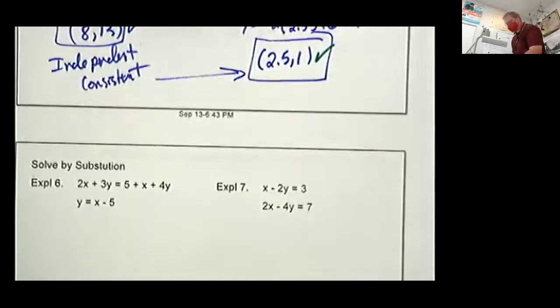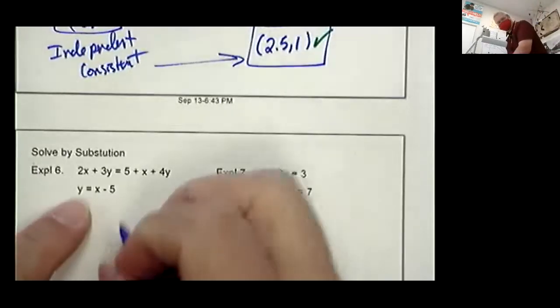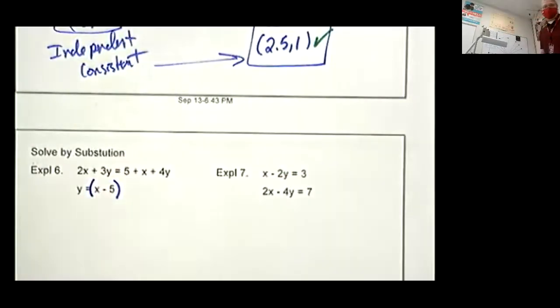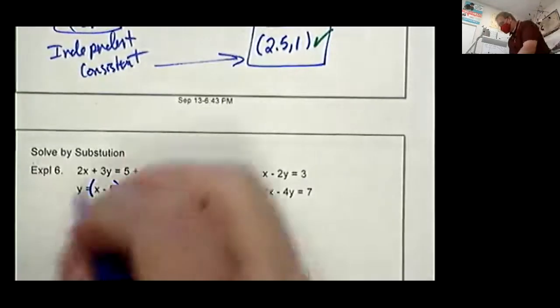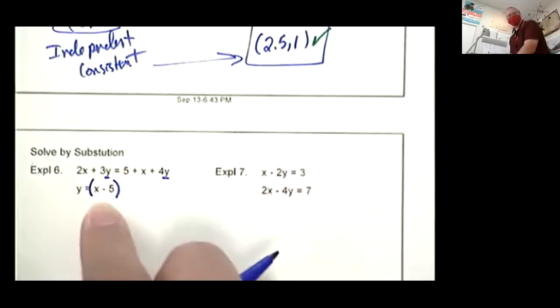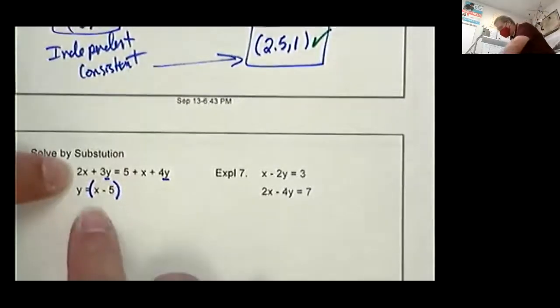All right, what's some of that other weird stuff that can happen? Let's look at example 6. Again, here we have an equation that's already solved for a variable, so we'll solve for y. So we're going to just leave that y there. And then every time in the first equation where we see a y, we're going to plug in our x minus 5. Now you could simplify the first equation a little bit if you wanted to. I'm just going to go ahead and plug it in.